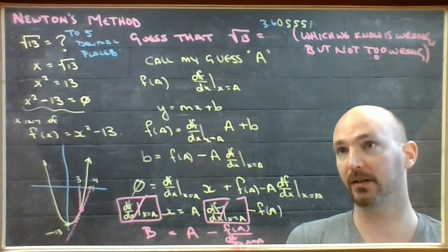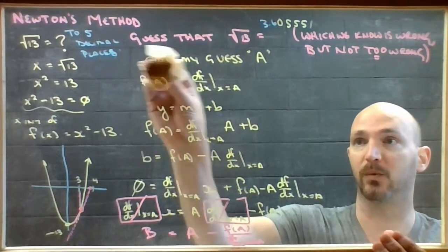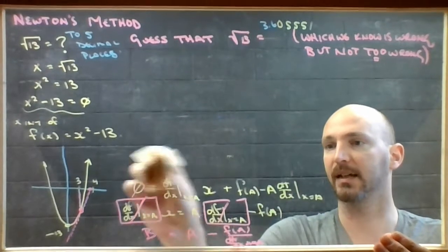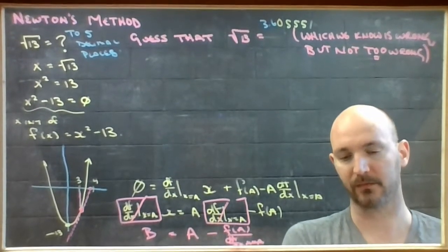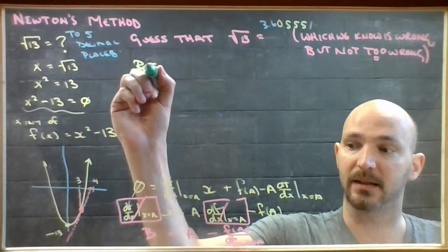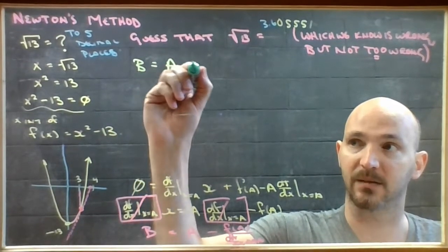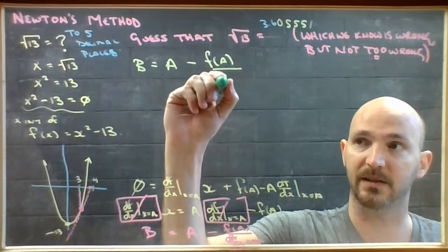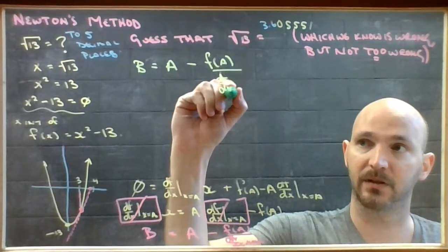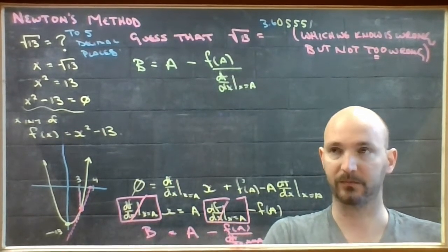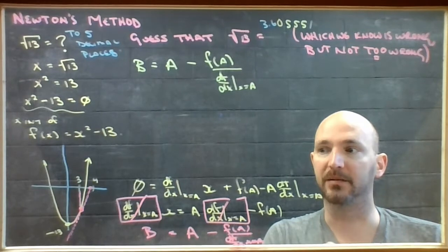Alright, so I'm going to erase this a little bit, and then we'll write it up there so you can see a little more clearly what that says. It says that my next guess is my first guess subtracted by the function evaluated at my first guess divided by the derivative evaluated at my first guess.